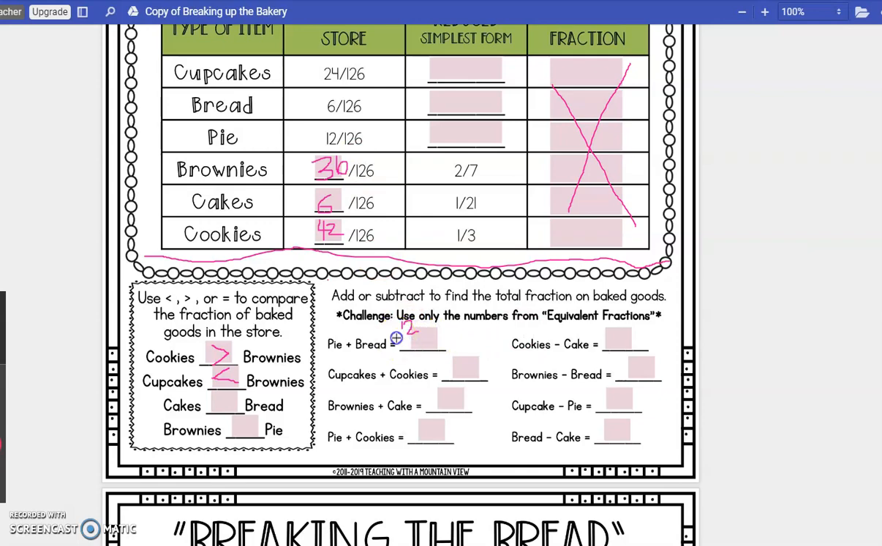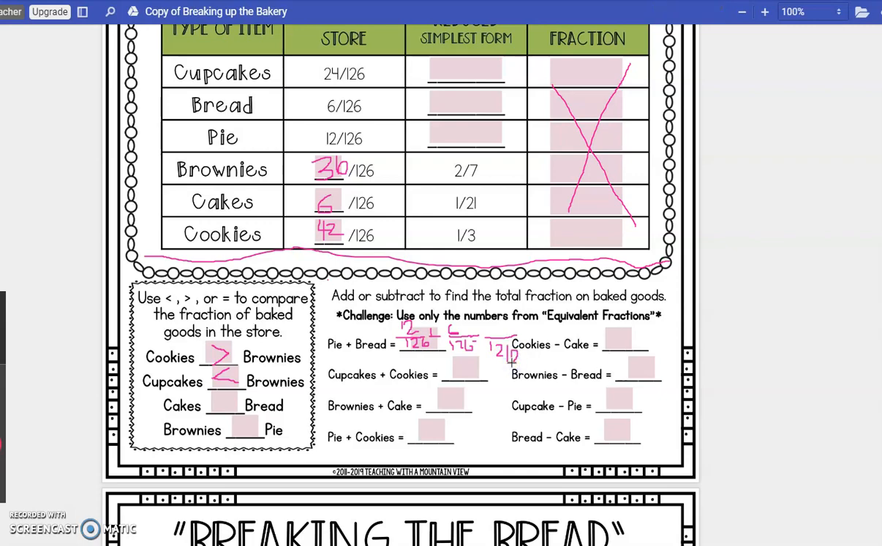over 126, plus, we need to do bread, which is 6 over 126. You can do this on a piece of paper and then type in your answer. So now, if our denominator stays the same, we know that our denominator is going to be 126. Sorry, it's a little difficult to write on this.